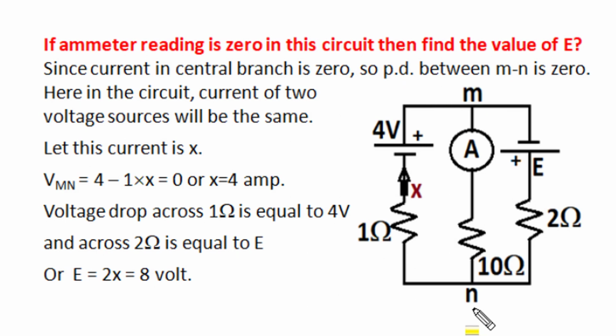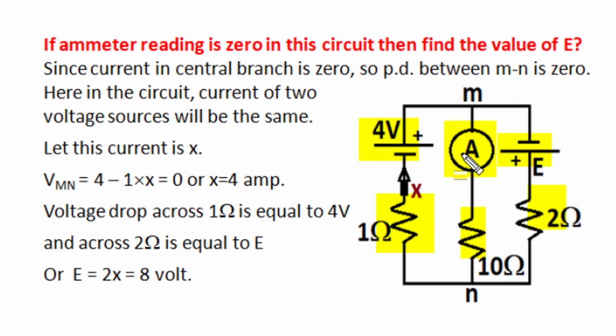This competitive exam problem will enhance our conceptual clarity. It is given that two voltage sources, 4 volt and E magnitude, are connected to three resistances, 1 ohm, 10 ohm, 2 ohm, as shown in this diagram, and an ammeter measures current of 10 ohm as 0. We have to find out the value of this unknown EMF E.